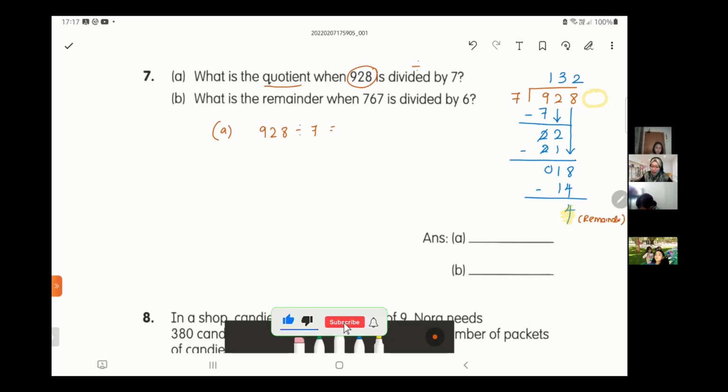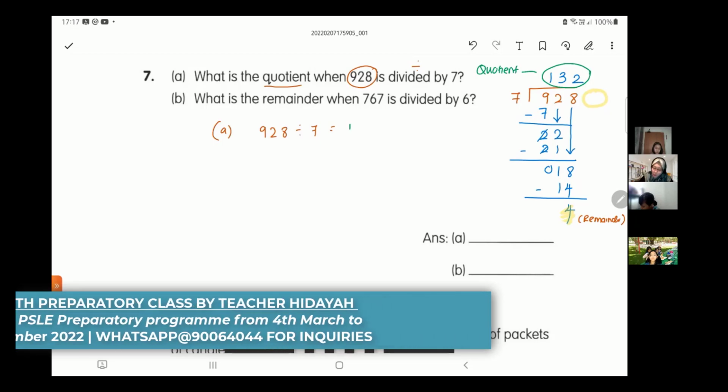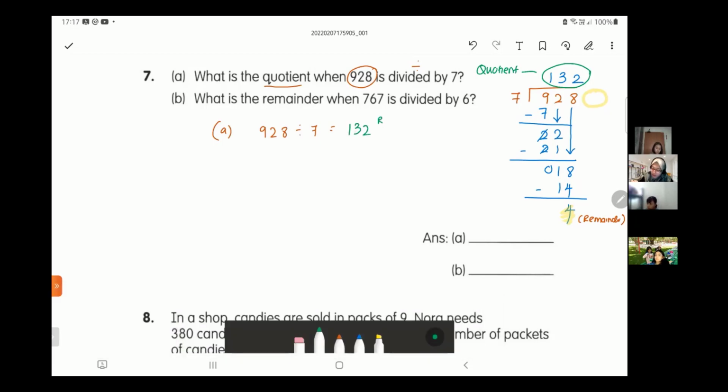Okay, and then where is my quotient? This is my quotient. All right, so what is the quotient? The quotient is 132. This is how you write with the remainder, remainder 4. So what's the quotient? Answer is just 132 here, like this. You're supposed to write 132. Don't have to put the R4, remainder 4. Okay.